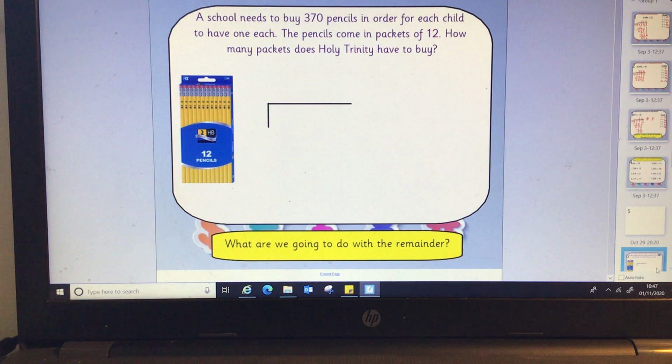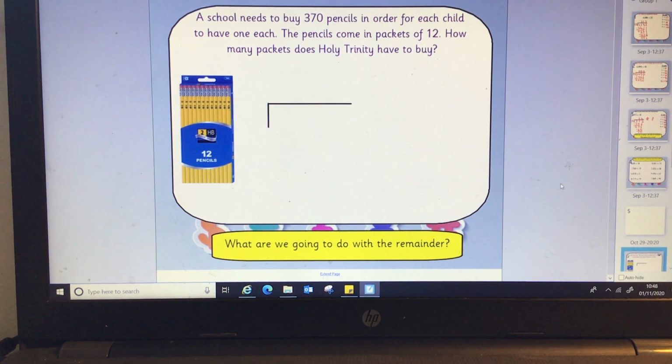Okay, we've looked at our fluency, haven't we, using our method. Now I want to see if we can apply our method to some problem solving. And I want us to think about how we would interpret the remainder in a question like this. So, a school needs to buy 370 pencils in order for each child to have one each. The pencils come in packets of 12. How many packets does Holy Trinity have to buy to make sure each child has a pencil?